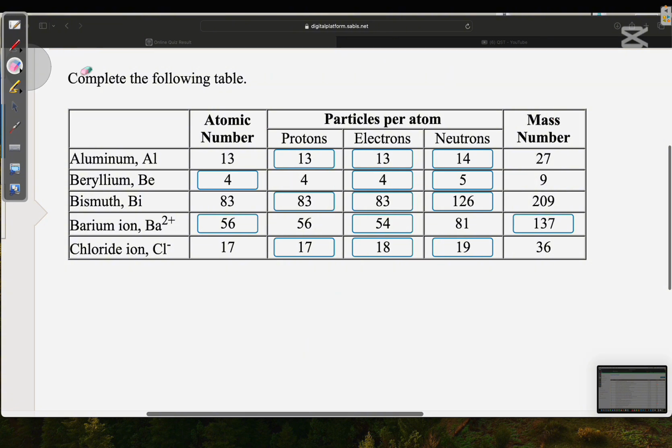Chloride ion. Okay, so they gave us the atomic number, which means protons is the same as the atomic number. Here, let's say it's negative or 1 minus, same thing. So we do 17 plus 1, which will give us 18. And since here they gave us the mass number, we can do mass number minus atomic number to get the neutrons, which is 19.